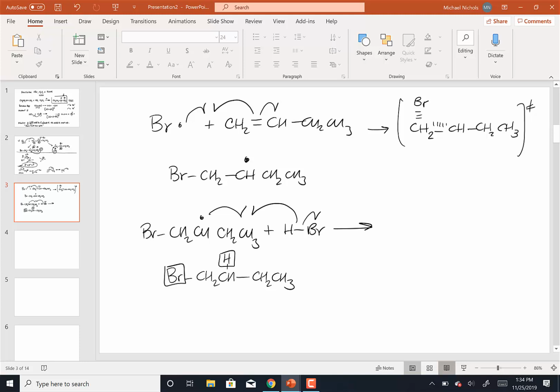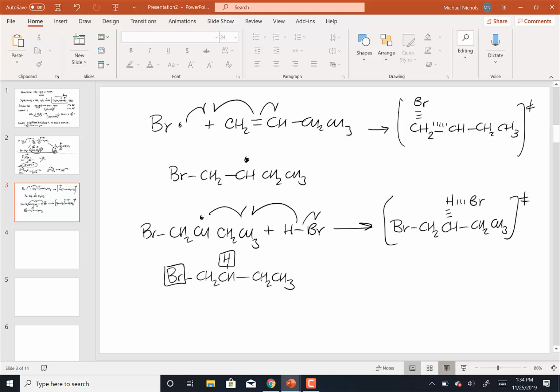And the transition state for this reaction would be: I'm forming the bond between the carbon and the hydrogen, and I'm breaking the bond between the hydrogen and the bromine. And so that would be the transition state. So again, the transition state is only about what bonds are being broken and made. Okay.